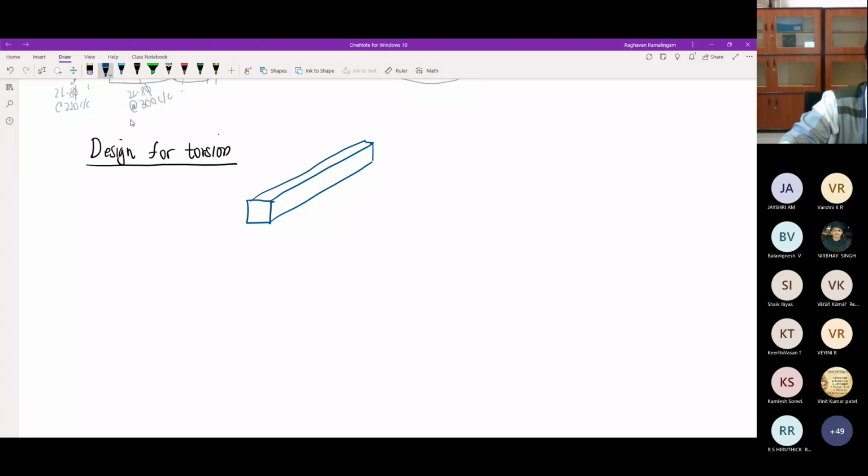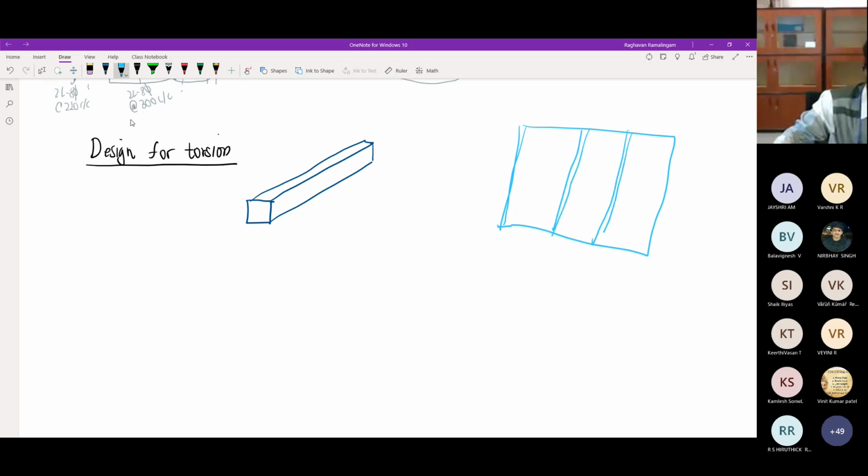For example, if you have a floor system like this, there's a beam here, there's a beam here, another beam and another beam. When you look at such a floor system, there are loads, there is some dead load and live load on all these parts of the floor.